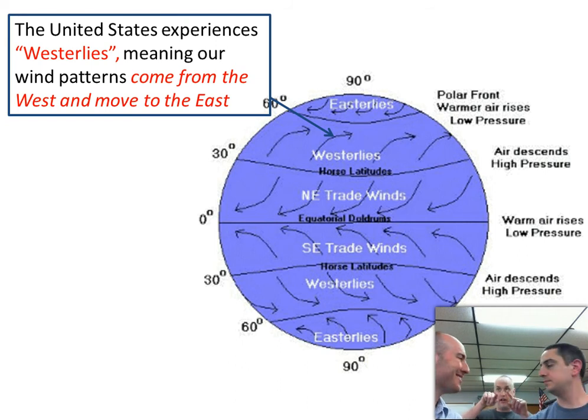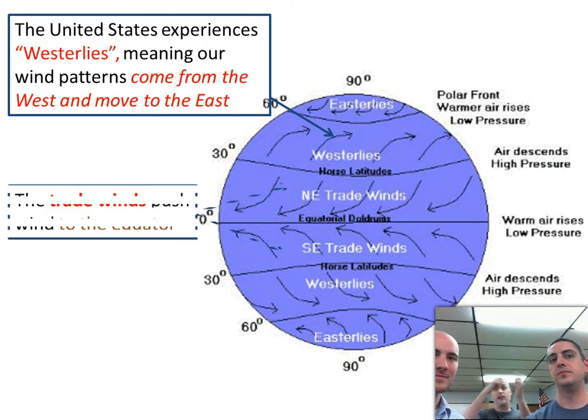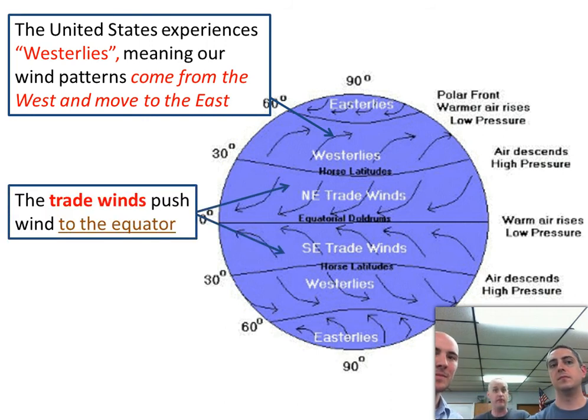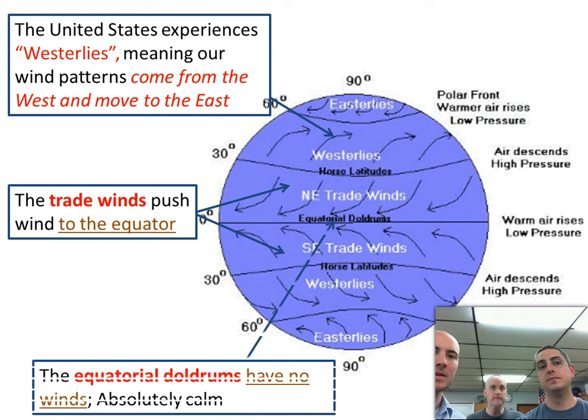So that's the Coriolis effect we're talking about, where it's about every 30 degrees. You can see on there 0 to 30, 30 to 60, 60 to 90, they change directions, and then you can go south and get the same thing. And then the trade winds both basically push towards the equator. And then these equatorial doldrums actually have no winds.